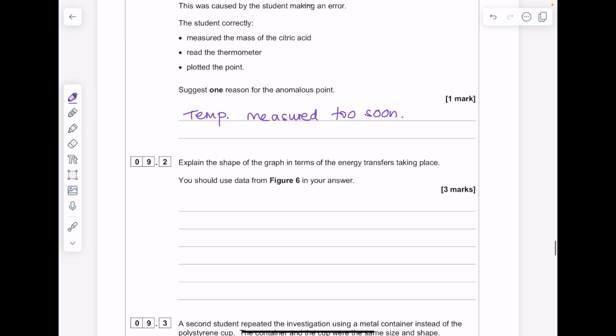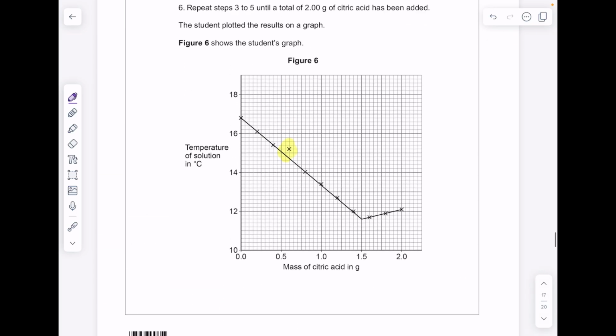We explain the shape of the graph in terms of the energy transfers taking place. Use data in figure 6. So initially what's happening is the temperature is decreasing, and when we have a temperature decrease like that, it means that the reaction must be endothermic. It must be taking in heat energy.